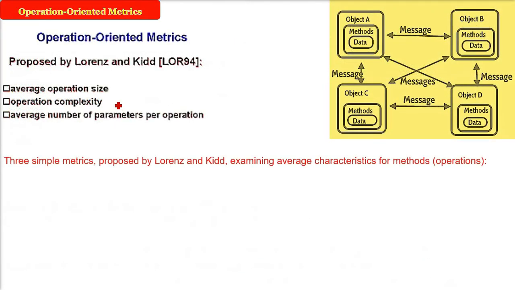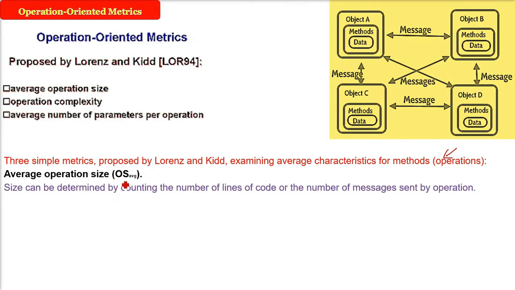So there are three simple metrics proposed by Lorenz and Kidd on how to examine the average characteristics of methods and operations present in the class. The first one is average operation size, OS with the subscript average. Now, size can be determined how? By counting the total lines of code, LOC. For example, this is a function. So we can compute or count the lines of code and the number of messages sent by the operation.